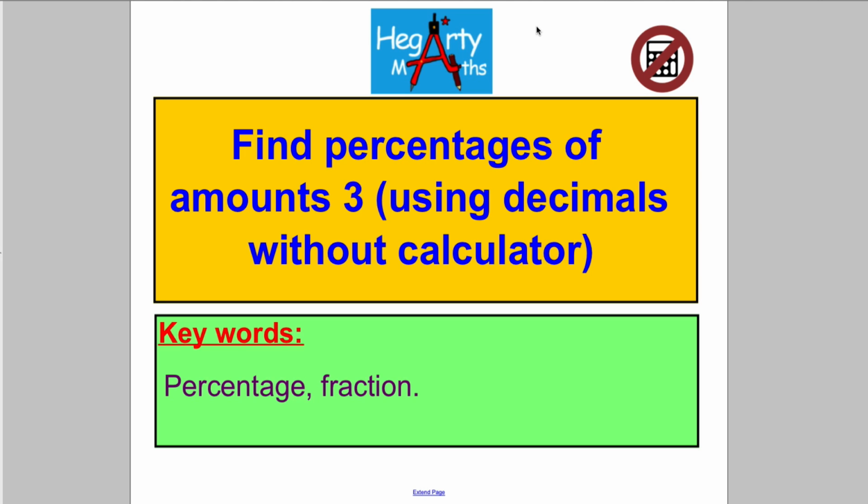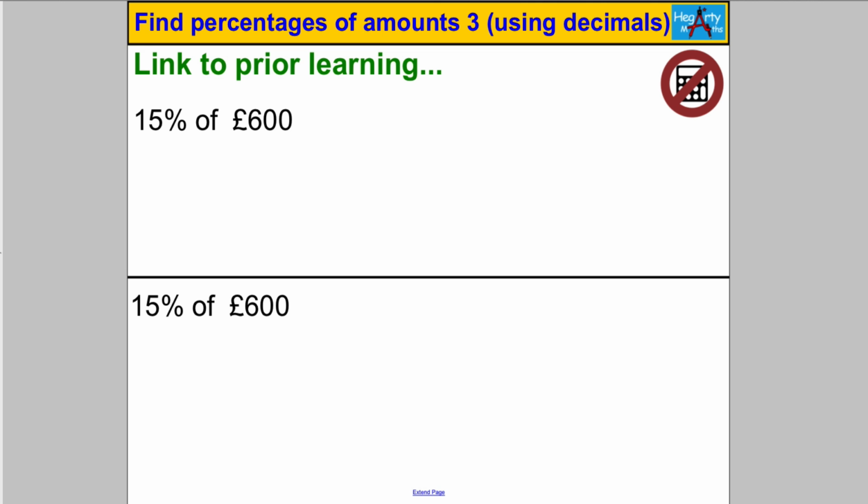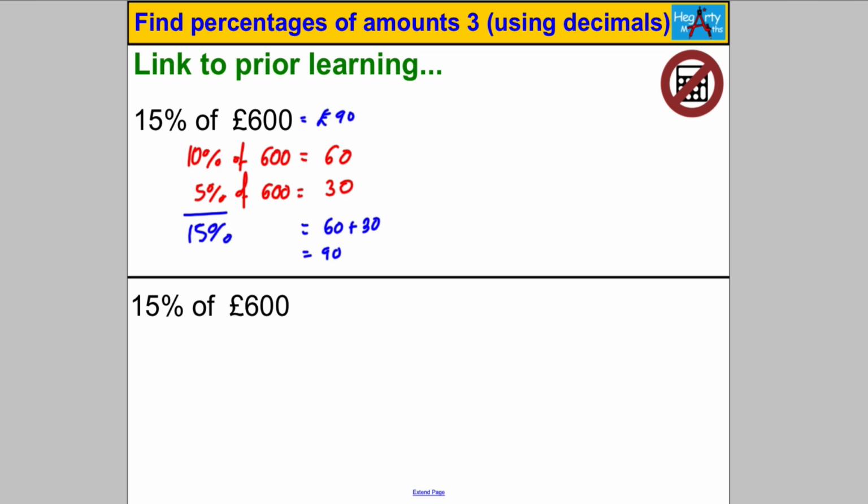It's Mr. Hegarty here, and in this video we're finding percentages of amounts. It's our third video on that, and this time we're going to use decimals and no calculator to do this. So to start where we were previously, on Hegarty Maths, you would have learnt how to find 15% of 600. So pause the video and check you can do that. So you should have got the following: £90 by finding 10% and finding 5% and adding them together.